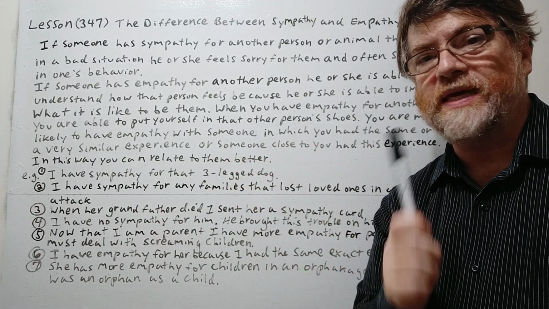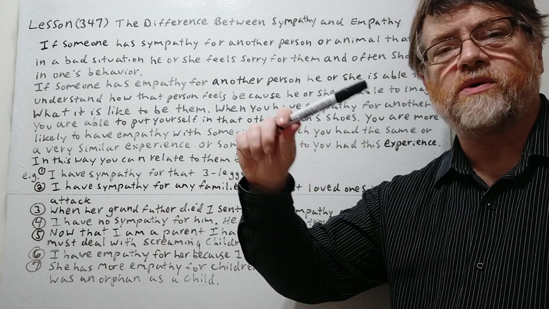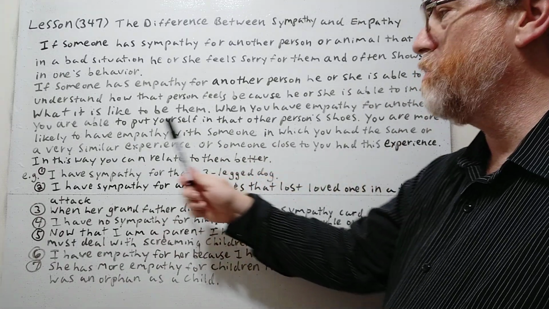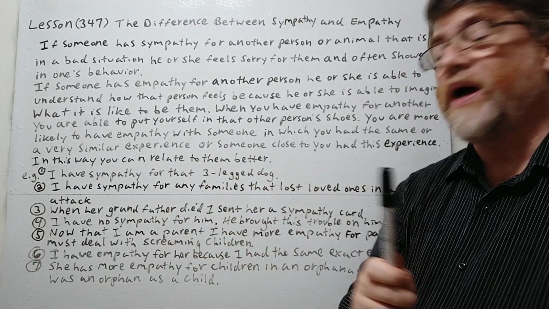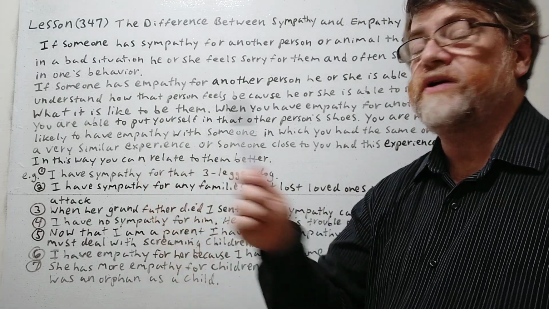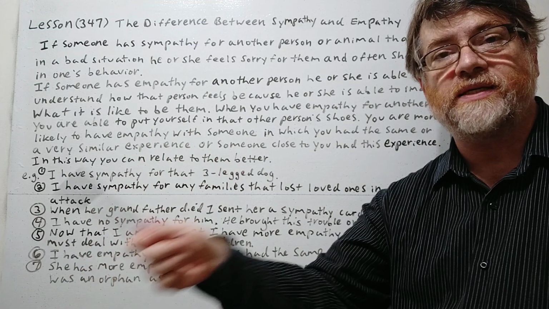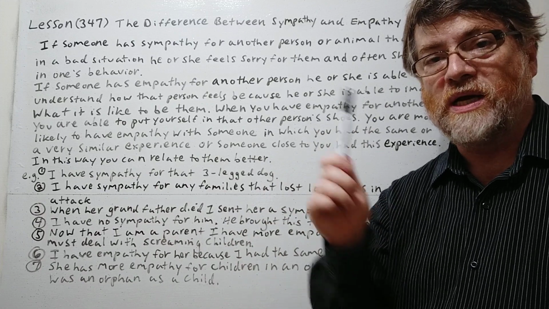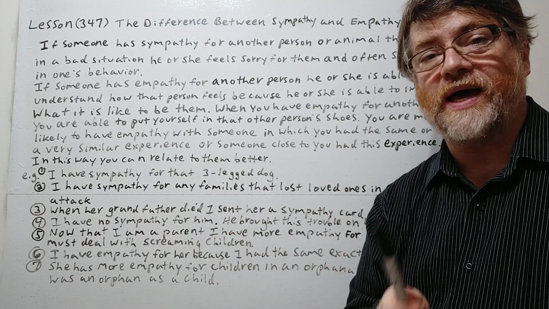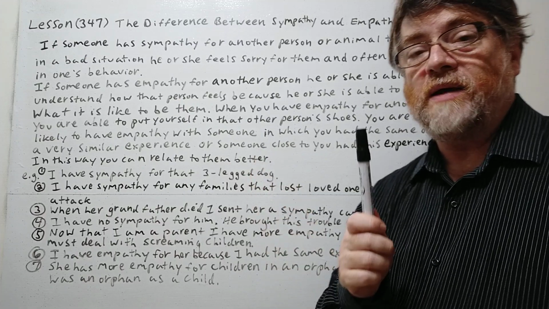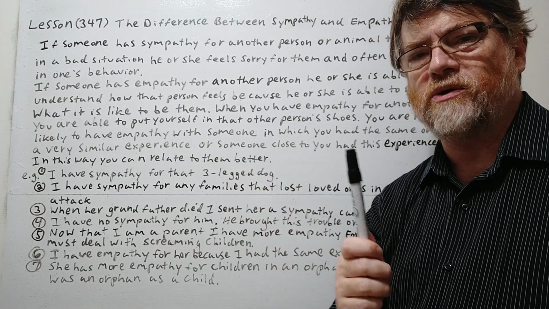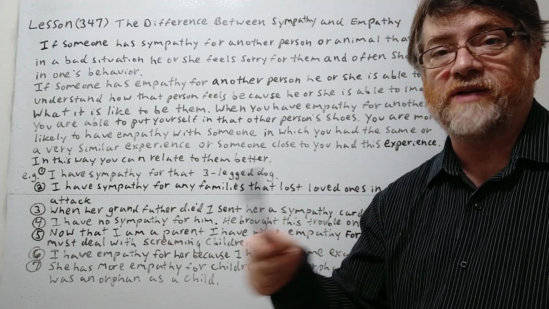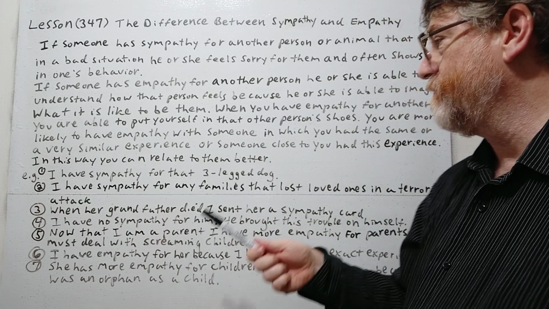So this is really one of the key differences here. With empathy, you can imagine what it's like to be them. You can put yourself in their shoes. You are more likely to have empathy with someone in which you had the same or a very similar experience. That's why it's easier for you to put yourself in their shoes, because you had that experience. It's easier for you to imagine what it's like to be in that position because maybe you had that experience, or like I said, maybe someone very close to you had it, so you were able to really feel it and understand it more. And in that sense, you feel even more sorry than just sympathy by itself.